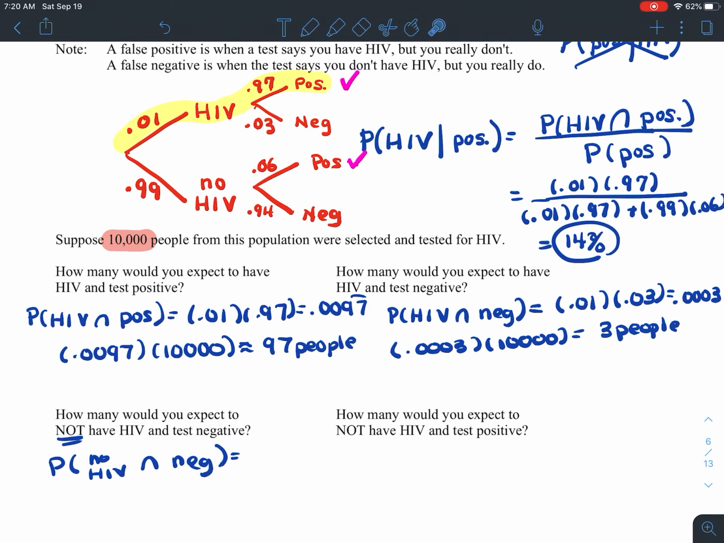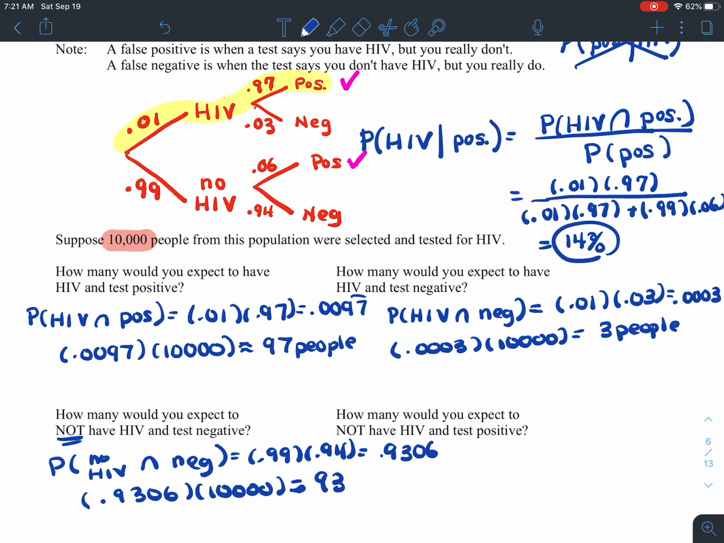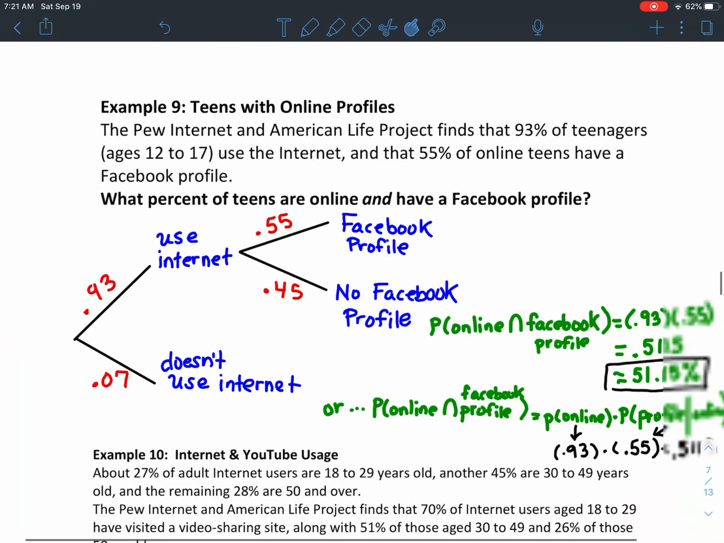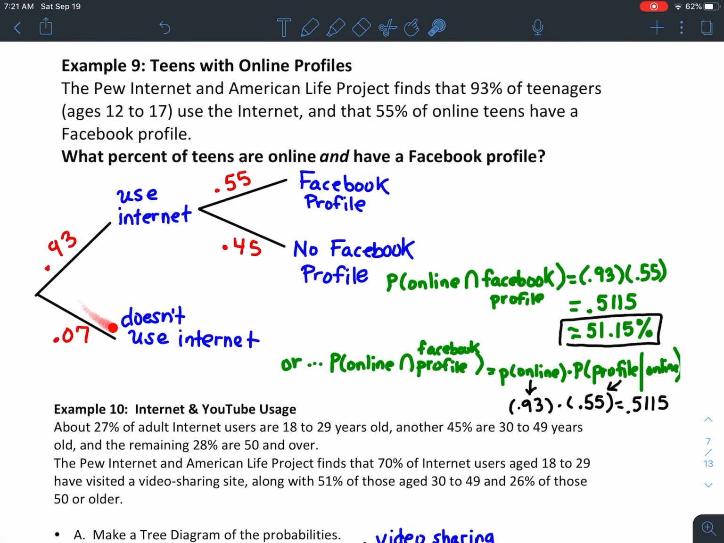Okay, how many would you expect to not have HIV and test positive? Okay, so no HIV, and test negative. So we're flowing through here and down here. We're going to multiply those together, giving us a probability of 0.9306. Okay, and then I would multiply that times the 10,000 for a total of 9,306 people. Okay, I think we get the idea of how this is working.